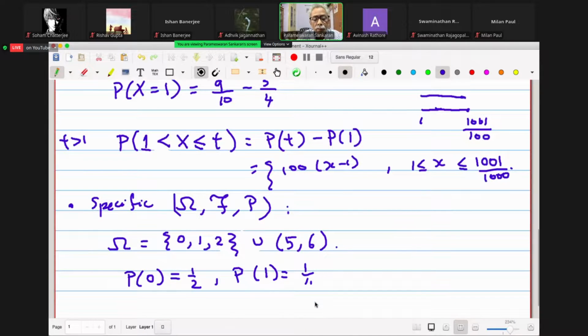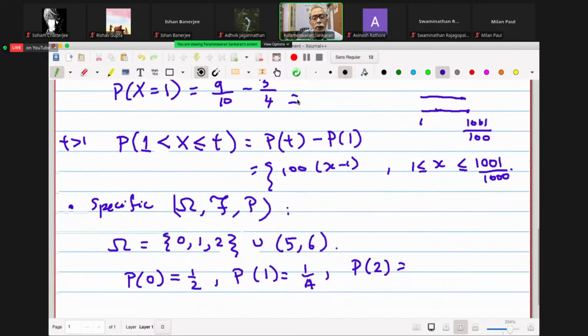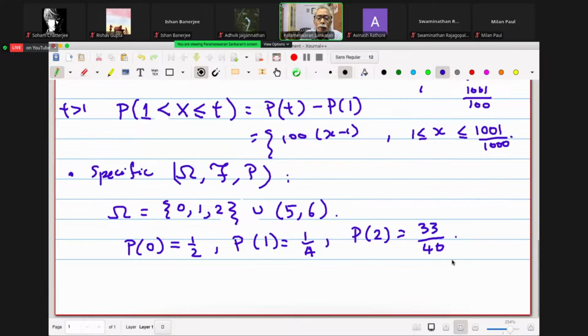Sorry, it becomes a little messy. 1/4. And probability of 2, you had that number already. So let's simplify. This is a very simple fraction. 40, 36 minus 3, 33. 33/40, right? So 33/40. Okay. And then what about here? You just keep it to be uniform.